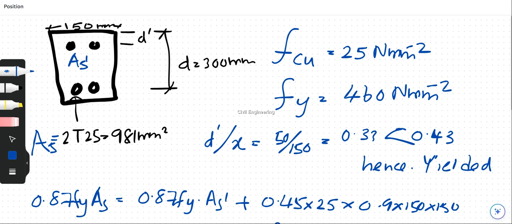Here are the details. This is a rectangular section with 150 millimeter width, and the depth is 350 millimeters and the effective depth is 300 millimeters. Depth is 350 while the effective depth is 300.